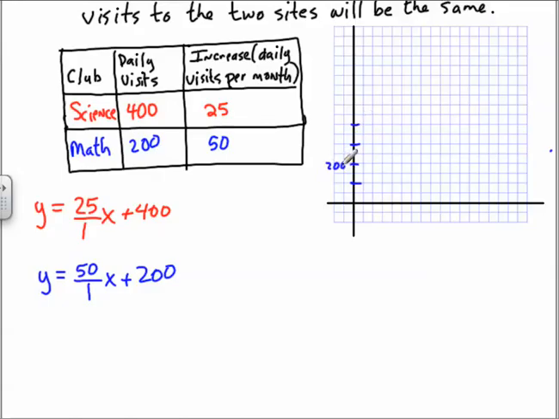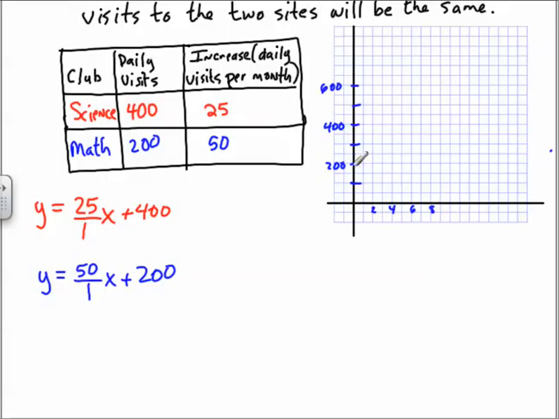Let's see. 200 here, 400. It's going to be 500, 600. I don't know, we may need to go more. Now this is going to be 2 months, 4 months, 6 months, 8 months. We're just going to let those squares represent just 1 month at a time. Now I'm going to graph the blue one first.